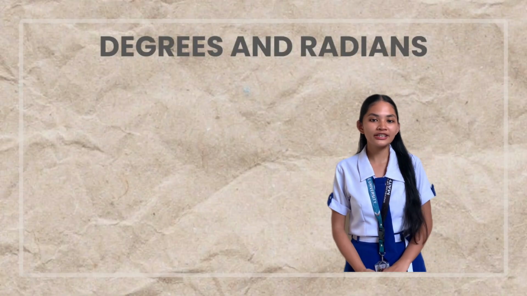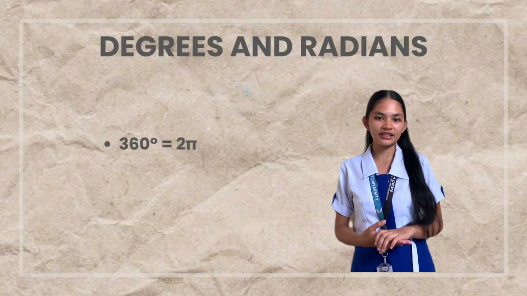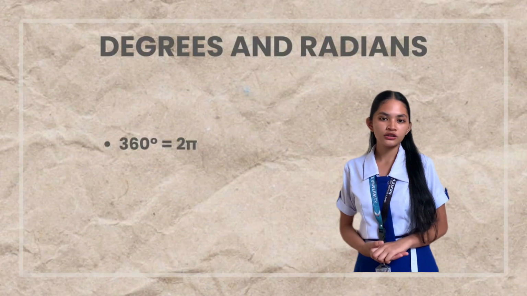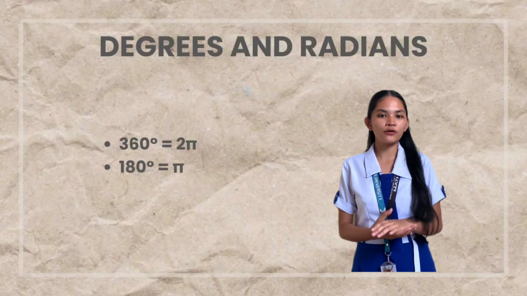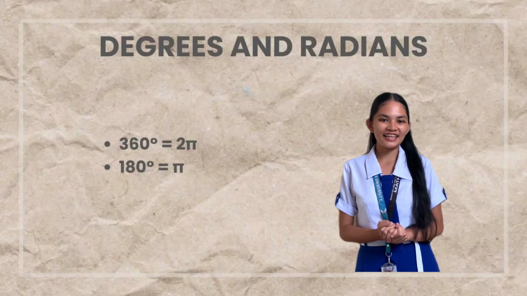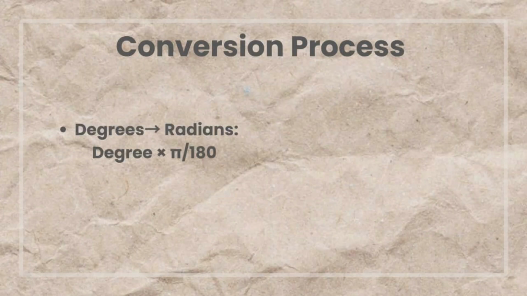Now, here's the key idea. A full circle is 360 degrees, and that is equal to 2 pi radians. A semicircle is 180 degrees, and that is equal to pi radians. So let's move on to the conversion process. If we want to convert between the two, we just use simple multiplication. If you are given degrees, multiply it by pi over 180.